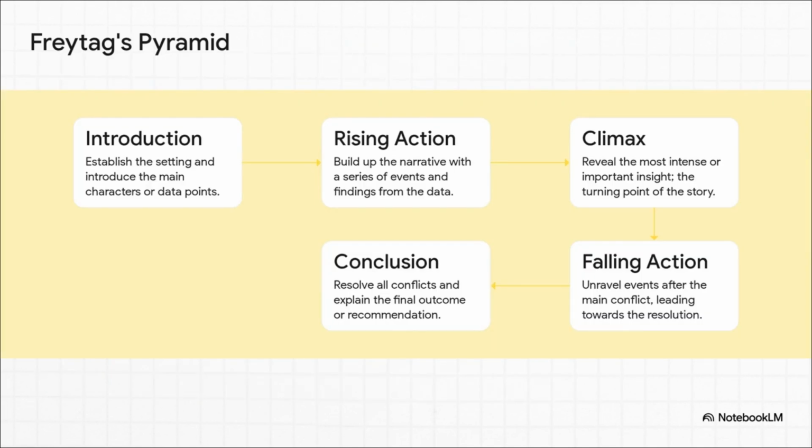And you're not going to believe this, but the best structure for telling a data story is the same one used in movies and plays for hundreds of years. It's called Freytag's Pyramid. You start with an introduction to your data, you build the suspense with rising action as you reveal findings, you hit them with the climax, your most important insight, and then you offer a clear conclusion. It's an incredible way to turn a boring spreadsheet into a captivating saga.